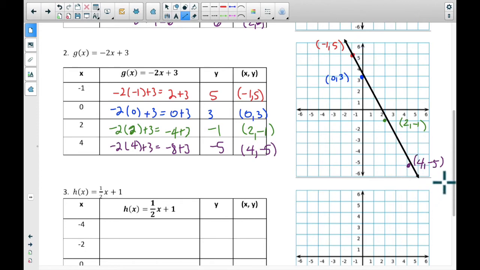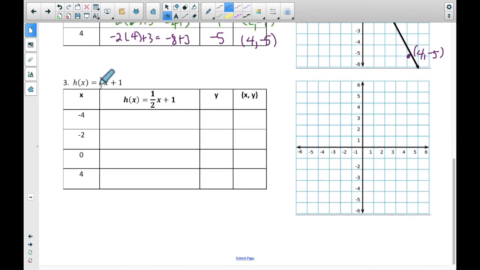Once again, I'm going to use a straight edge to connect my points, and I have an arrow on both sides. Now, you'll notice there is a pattern. I mean, it made a line, so there has to be a pattern. It just wasn't very easy to see from the table, but there is actually a pattern here.